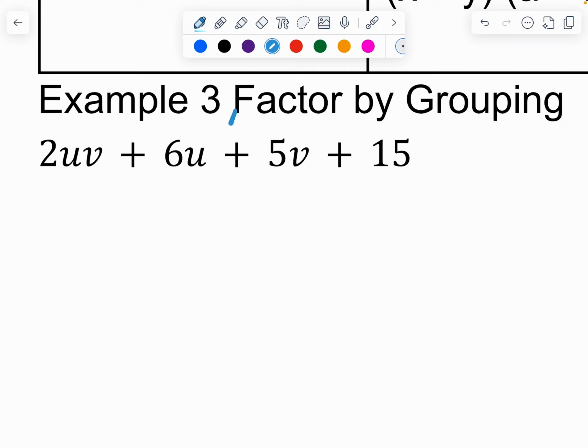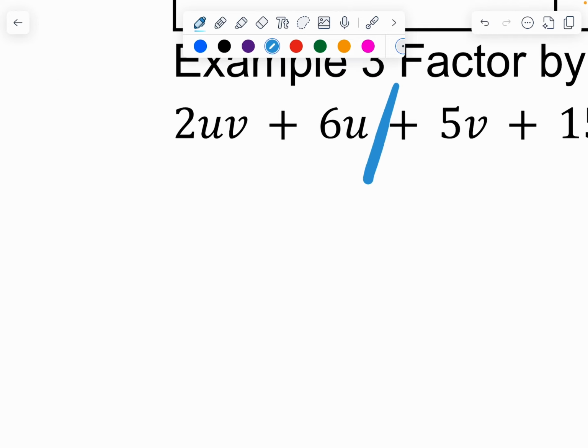So a lot of teachers teach it like with a line here. Some teachers teach it, you put parentheses around it, like so. We're going to go with the slash. I'm going to put a slash here, and I'm only going to look at the first 2.